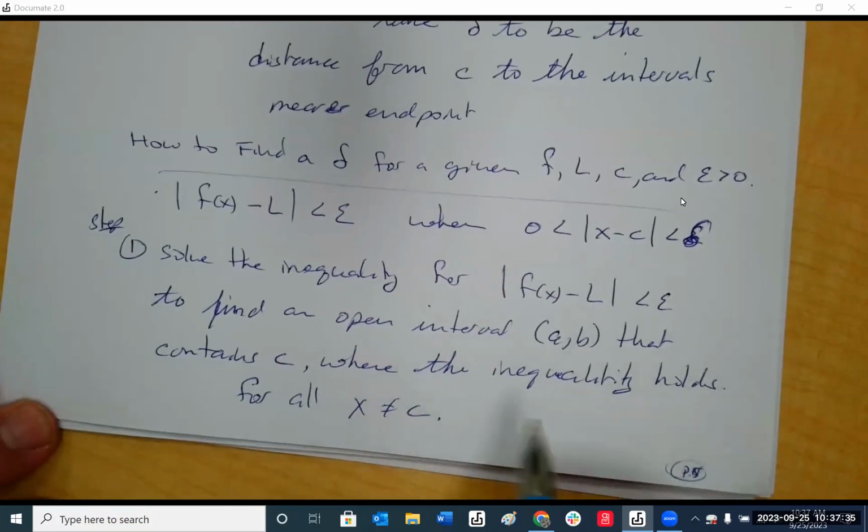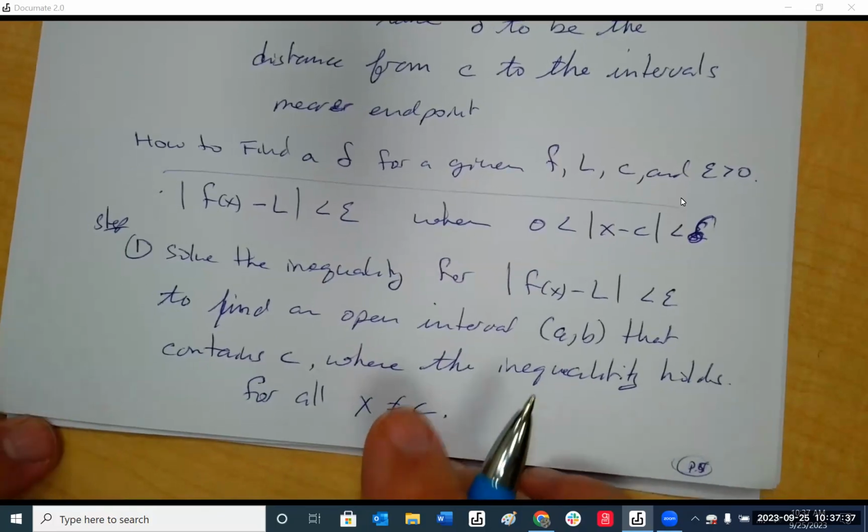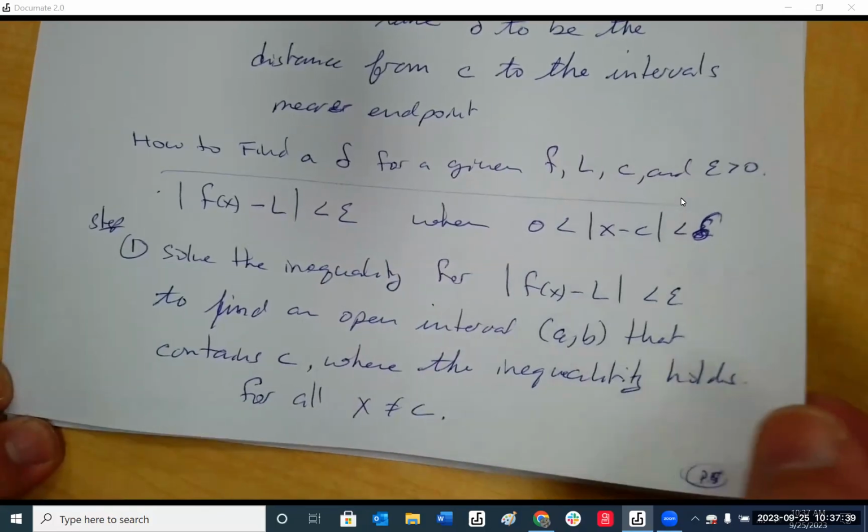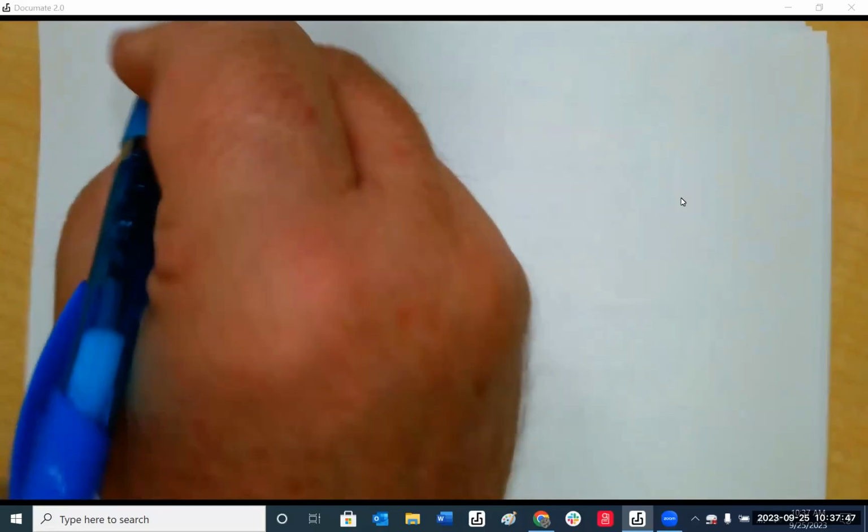For all I can see, we know that it does hold if x equals c. So now we're interested in x not equal to c, so we have to work out the |f(x) - L| part first. Second part.